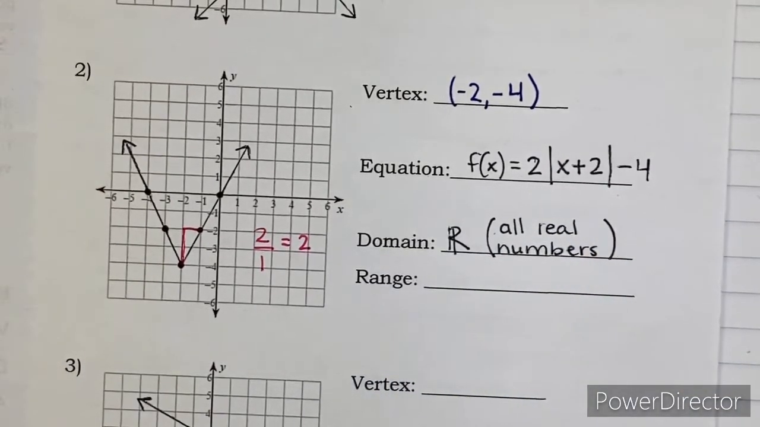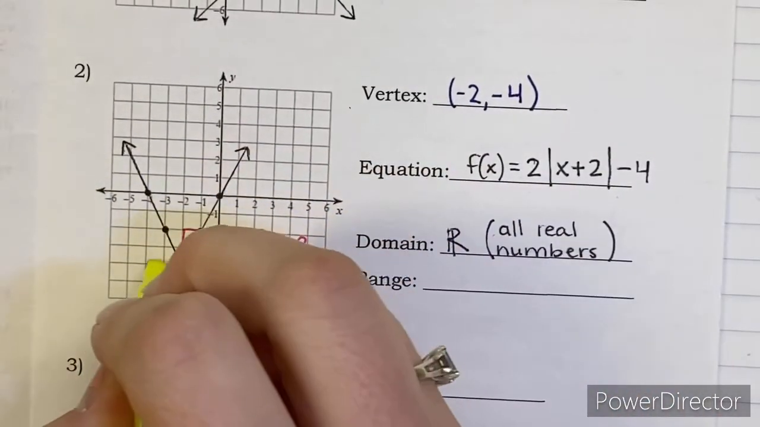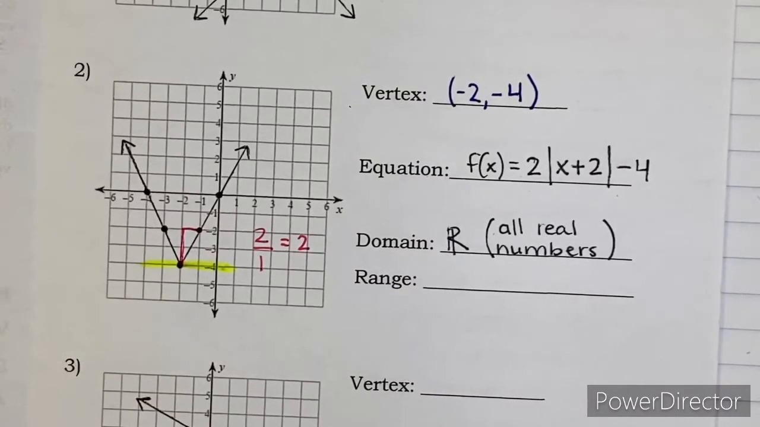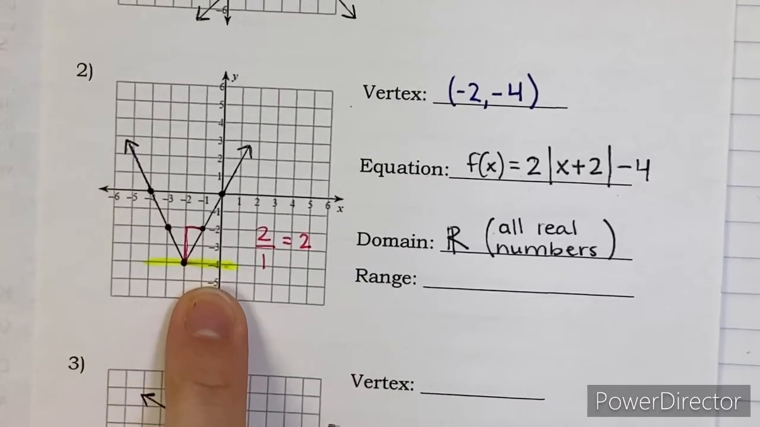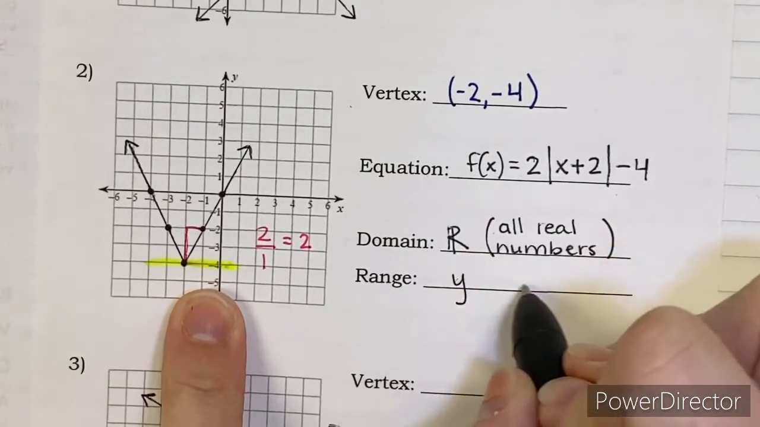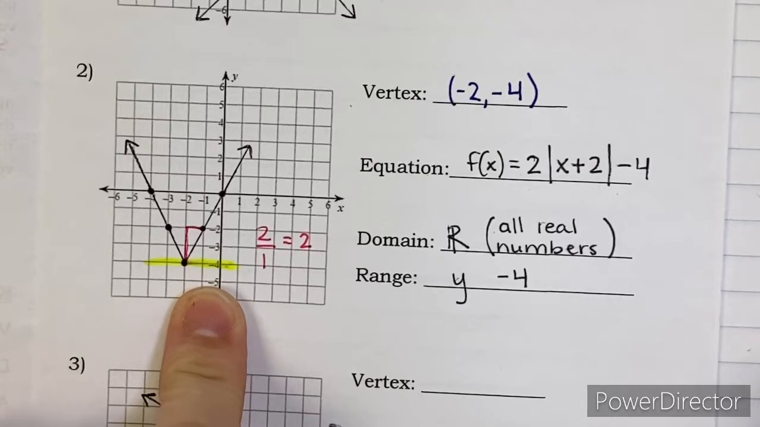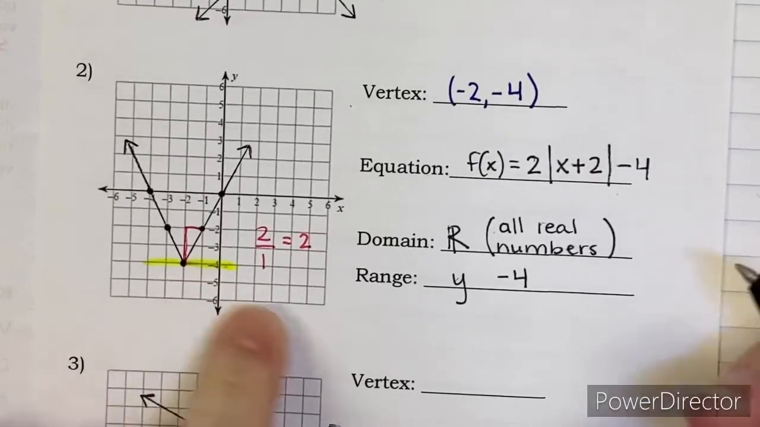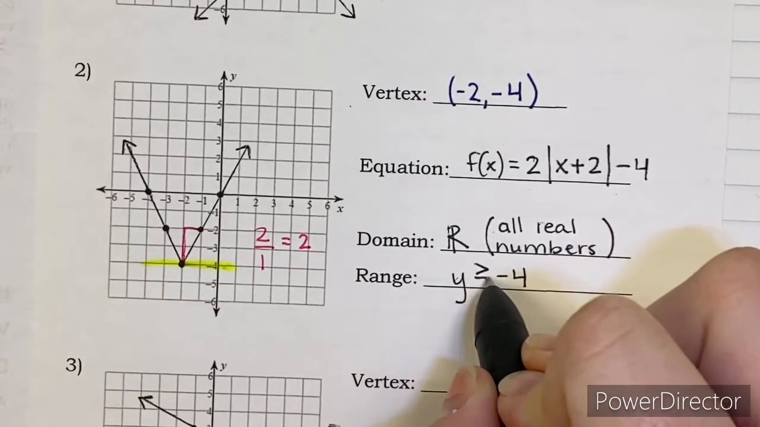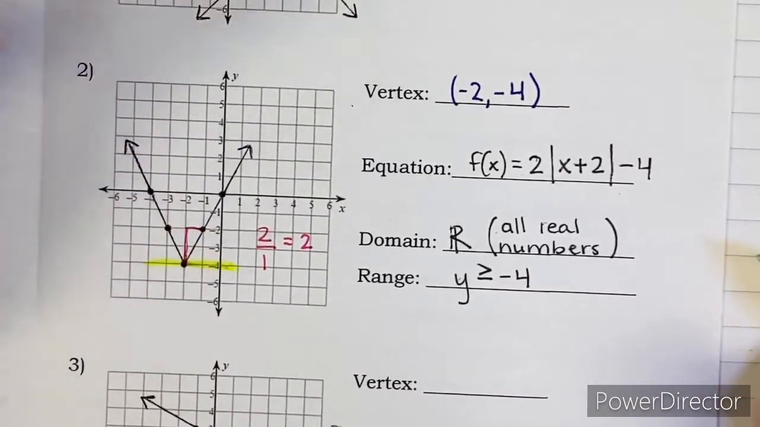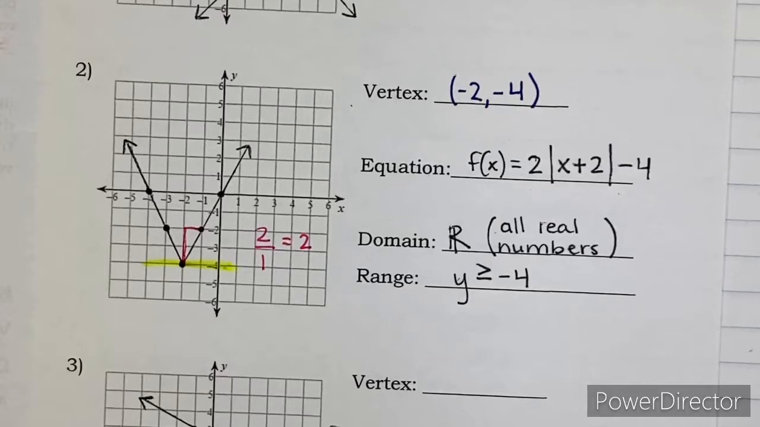Our range is the one that is going to be different. We have to figure out, where does the range start, or where does our graph start, which this one starts down here at -4. So I have y is something, -4, and I have to decide what inequality goes there. And this time, we're going to use a greater than or equal to, because this graph opens up and it's above that little yellow line that I just drew. And there you go. That easy.